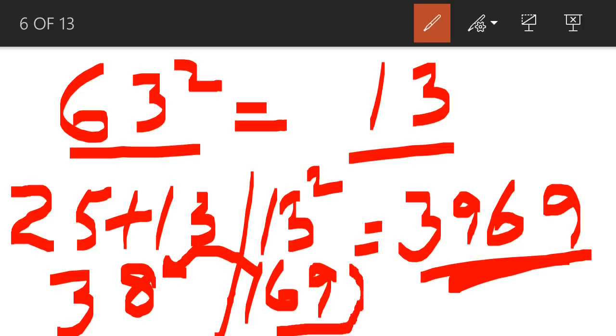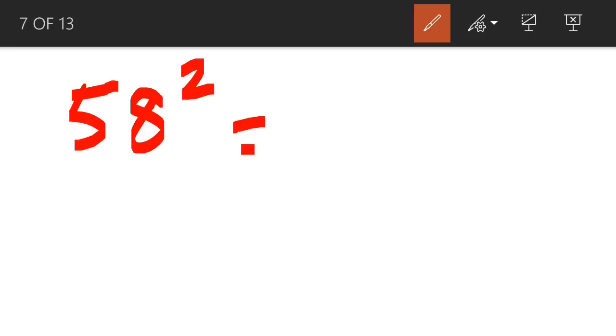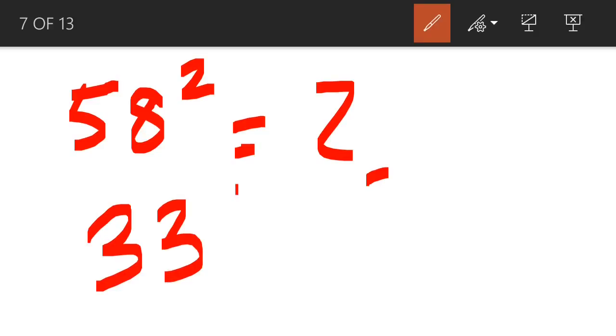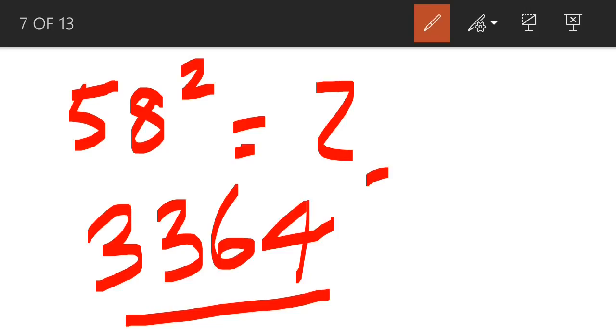Okay. So we will do another and final example, which is greater than 50. Take 58 square. Can you answer the question directly? Take your time and answer. If your answer is 3364, then you are capable of squaring a number which is near to 50. Okay, have you got the answer? Yes, you are doing good.